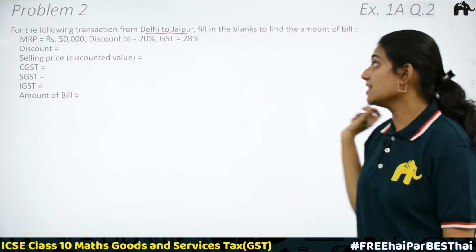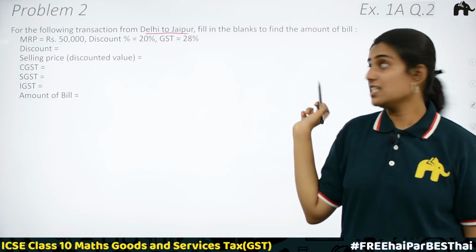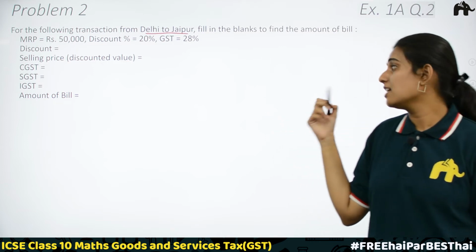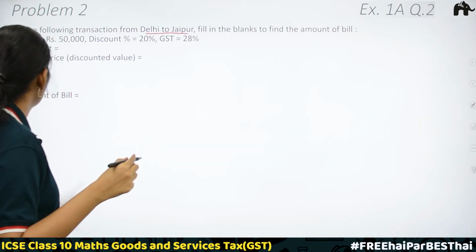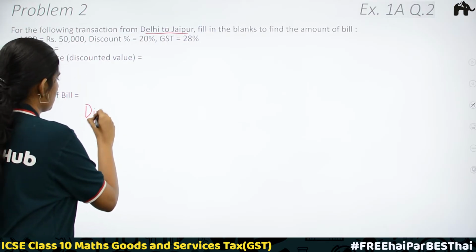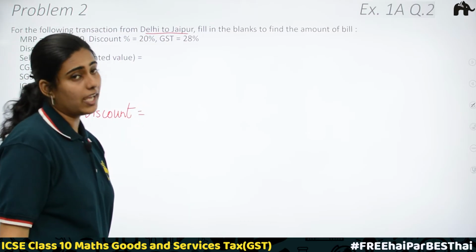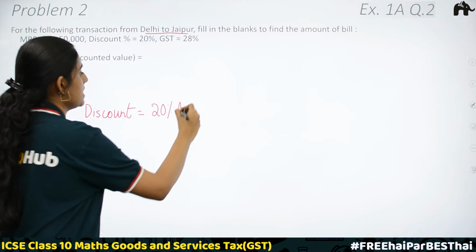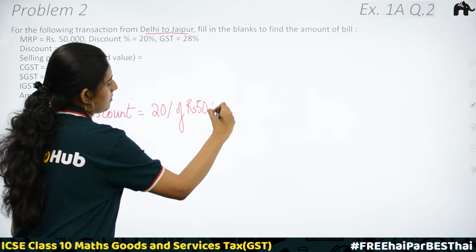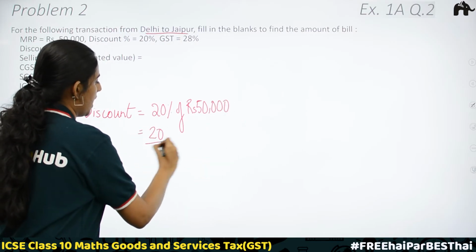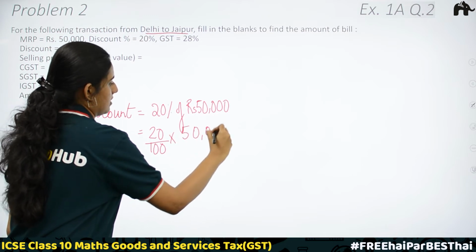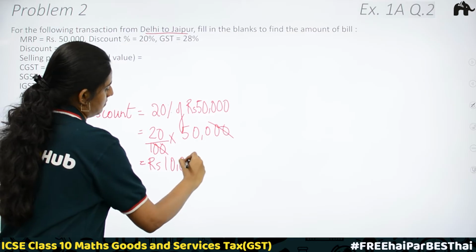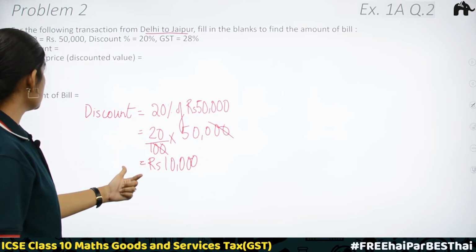MRP is given, rupees 50,000. Discount percentage is 20%. GST is 28%. Find discount, selling price, CGST, SGST, IGST and amount of bill. Same thing. Now, to find discount is equal to discount percentage into MRP. Discount percentage is 20%. 20% of MRP. Here it is rupees 50,000. 20 by 100 into 50,000. Cancelling out zeros, we'll be getting rupees 10,000. Now rupees 10,000 is the discount.